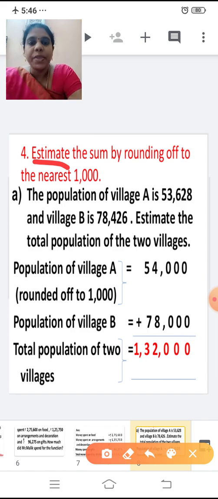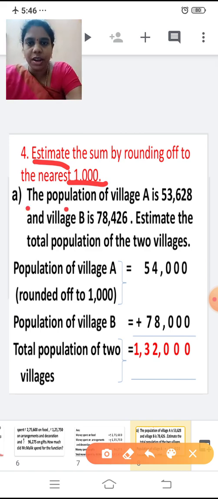Estimate the sum by rounding off to the nearest thousand. So we're going to find out the sum by rounding off to the nearest thousand. I think you all know how to round off the number to the nearest thousand, right? To round off the number to the nearest thousand, what we have to do? We have to see the digit at the hundreds place, right? We'll see now. First, we'll move on to the question now.